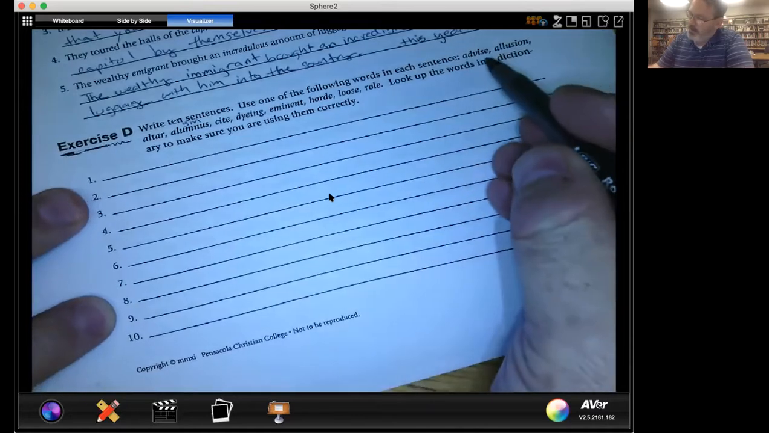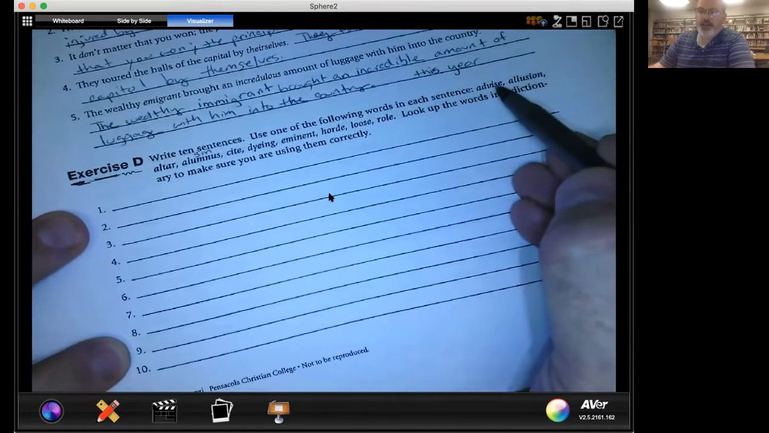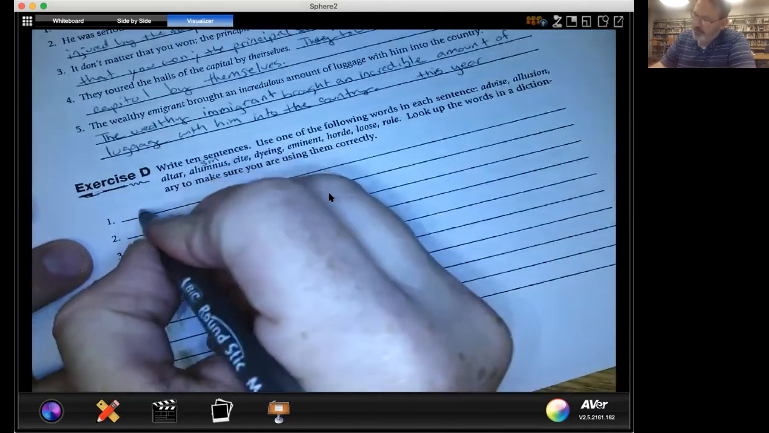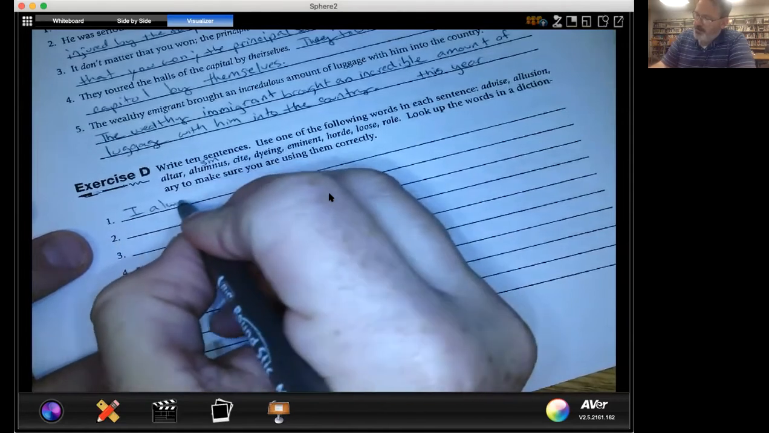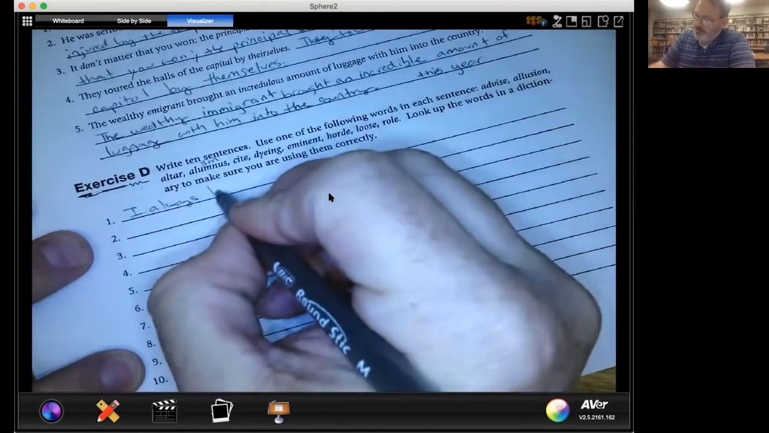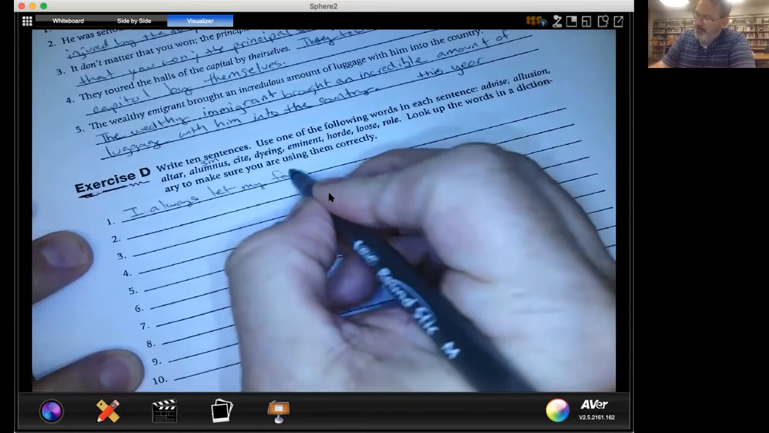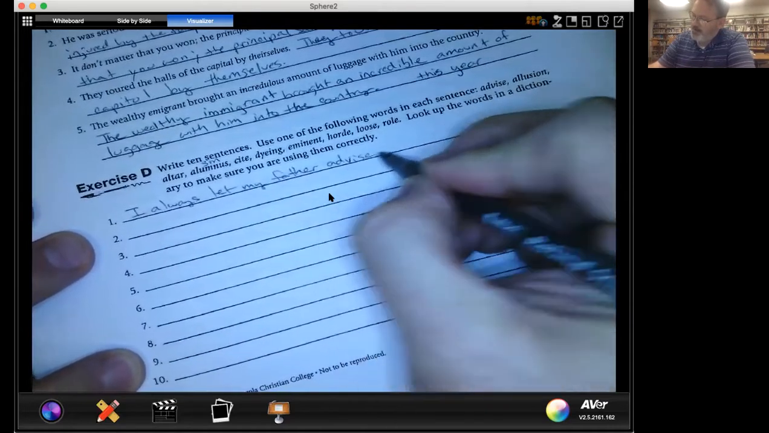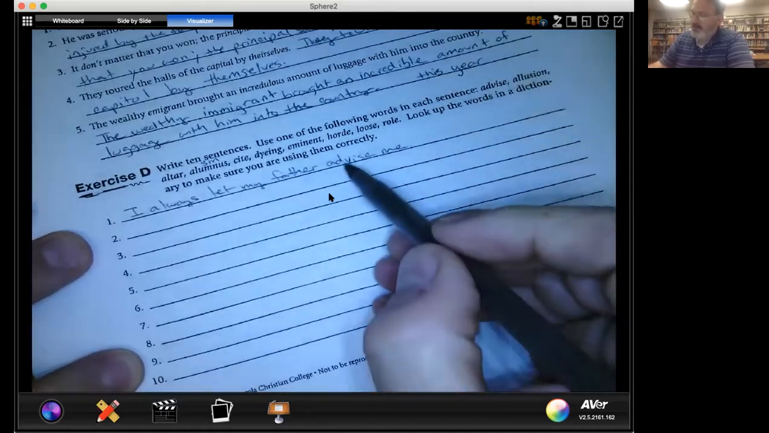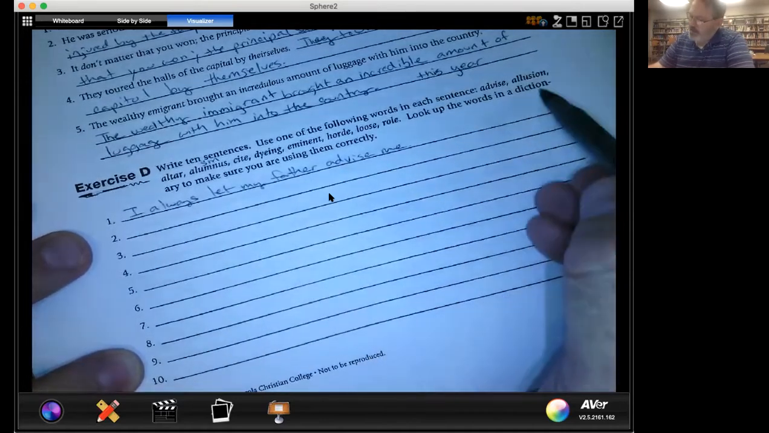All right, so advise. That is not advice, that's advise. So, I always let my father advise me. Means give me advice. Okay? Illusion.